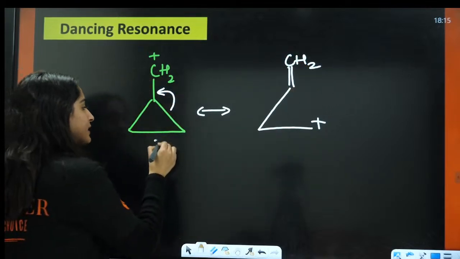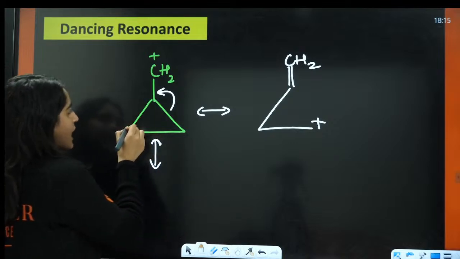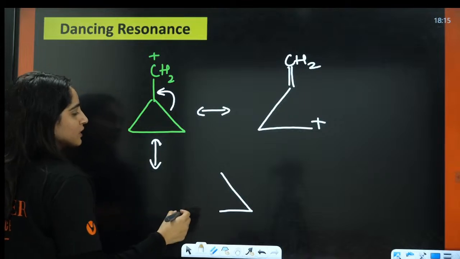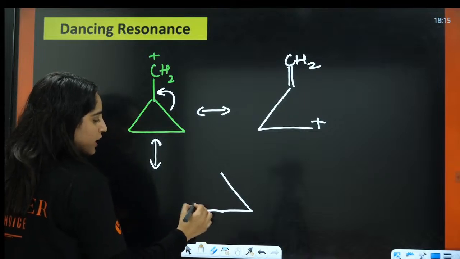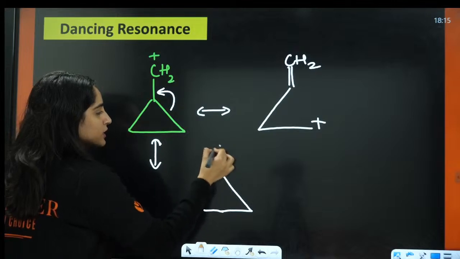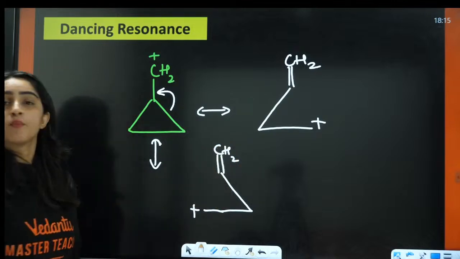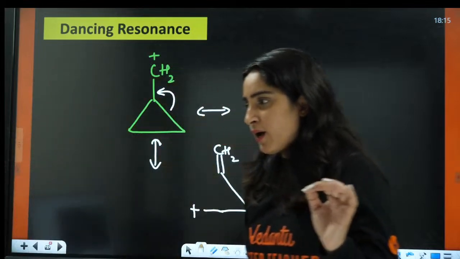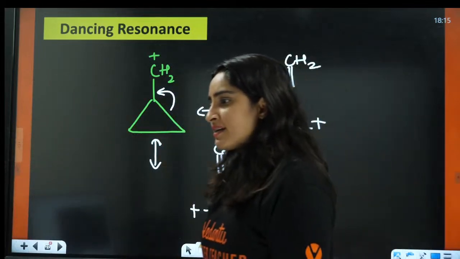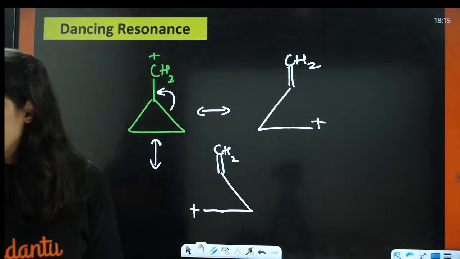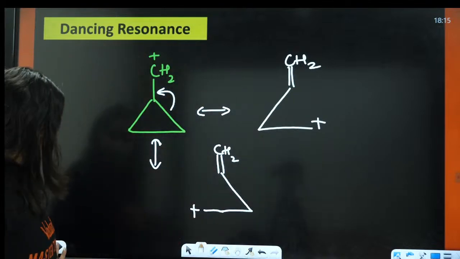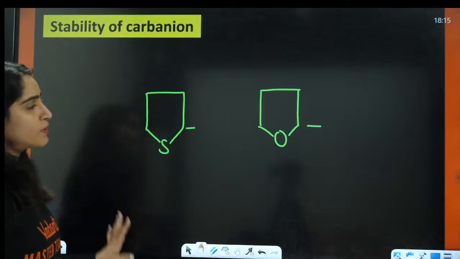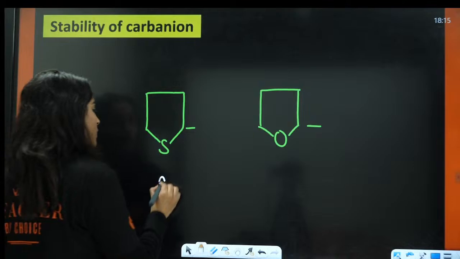This can also happen like this. If this particular bond is broken down, it will also dance on the other leg. So this is the other leg. It is dancing in the party, and that's why it is the most stable resonance of all. Most stable. Okay. Dancing resonance is more stable than all the things that we have discussed till now.